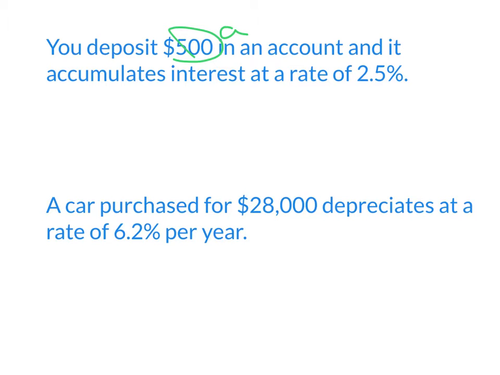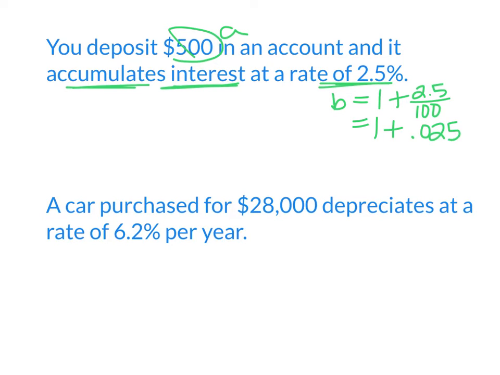And we are told that we're accumulating interest, meaning the amount in the account is growing at a rate of 2.5%. So when you're told that, you can make your b value by taking 1. 1 really is like that 100% of the $500 that you start with, and you're adding to it that 2.5%, but we always convert percents to decimals before we deal with them, which really means we're dividing by 100. So this is really the same as 1 plus 0.025, not to be confused with 0.25, which is 25%. So the b ends up being 1.025.